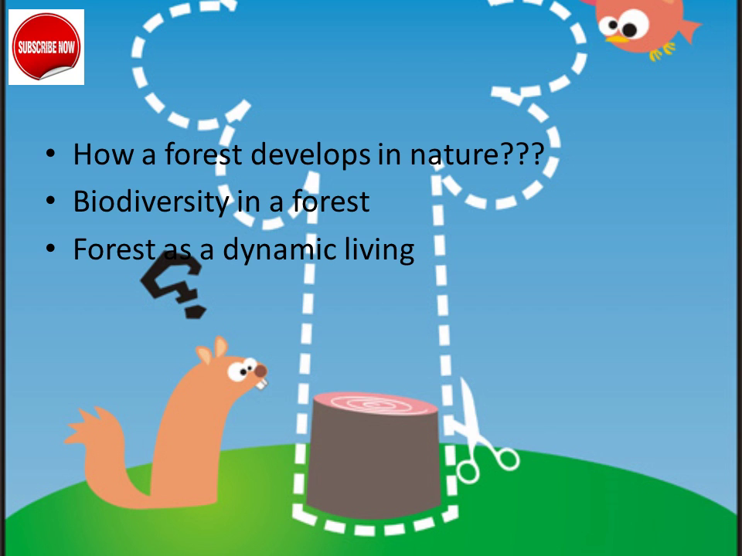Now, forest as a dynamic living entity. Forest provides favorable conditions for the growth and development of plants, animals, and microorganisms. Plants are eaten by herbivores, which are eaten by the carnivores. And the wide variety of animals, such as herbivores and carnivores, help the forest to regenerate and grow. And decomposers break down the dead remains of plants and animals into simpler forms. These decomposers supply nutrients to growing plants in the forest, and we call a forest a dynamic living entity.